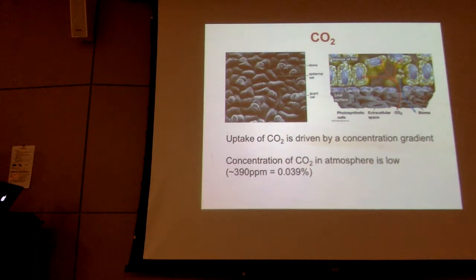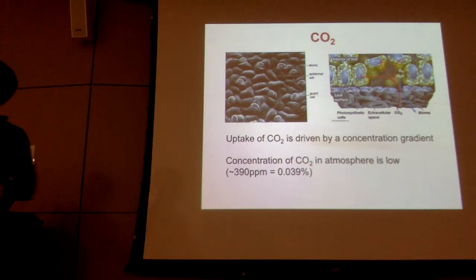All right. We talked about how uptake of CO2 is driven by a concentration gradient. So when we're talking about a concentration gradient, what do we mean?